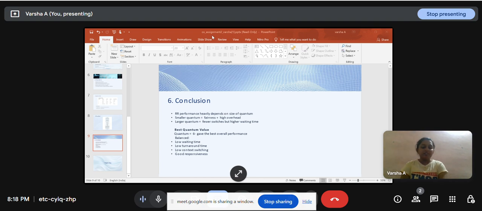This helped us gain practical understanding of CPU scheduling concepts like preemption, ready queue, and context switching. Overall, round robin is a simple yet powerful scheduling technique when a properly balanced time quantum is selected.